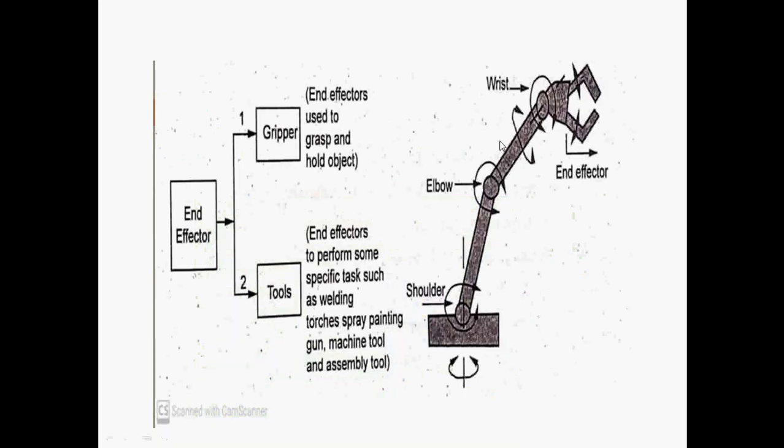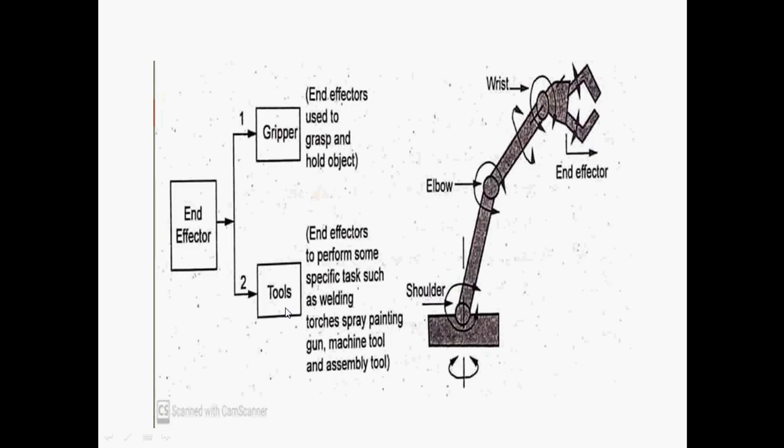The robot consists of three joints: the shoulder, then the elbow, and the wrist. This area we can call the end effector. The end effector may be a gripper or it may be a tool. If it is a gripper, then we can use it to grasp and hold objects.